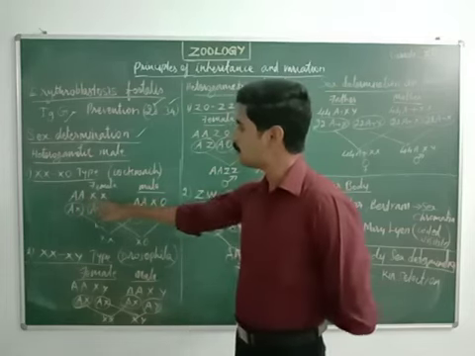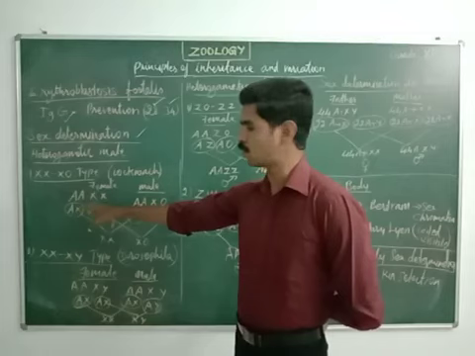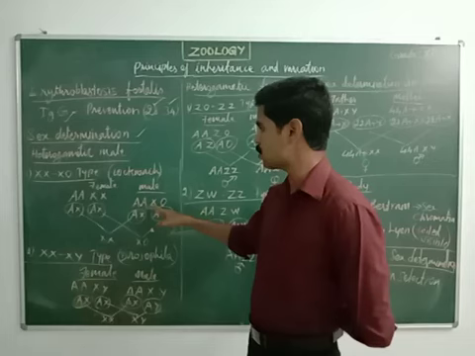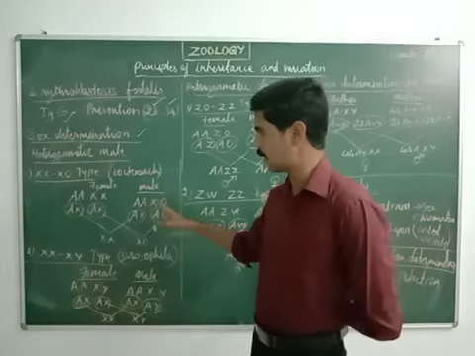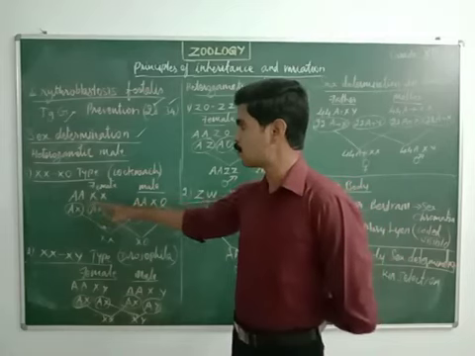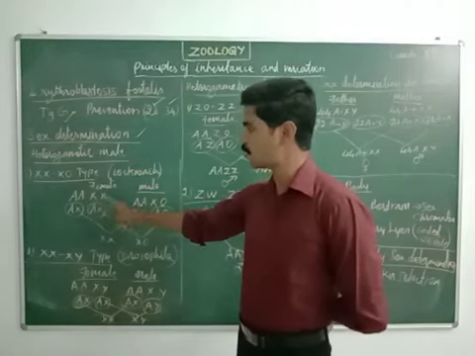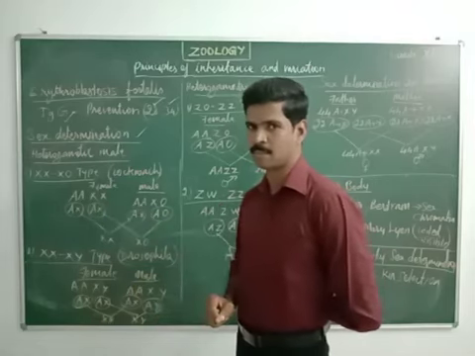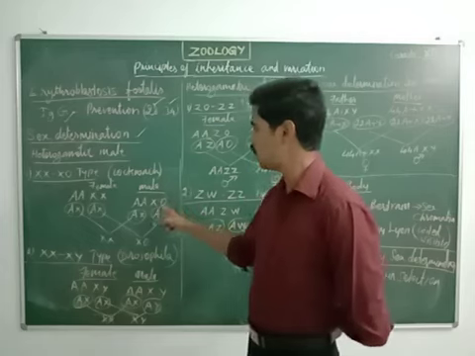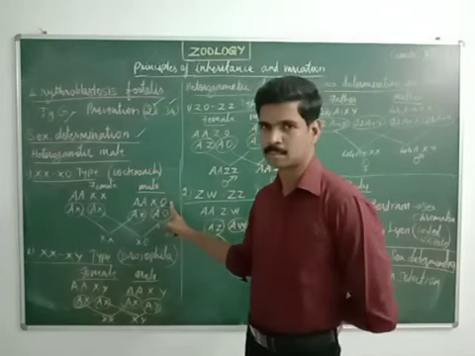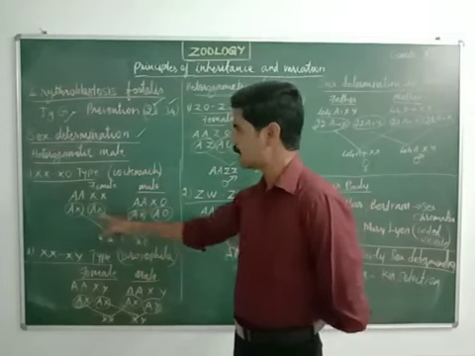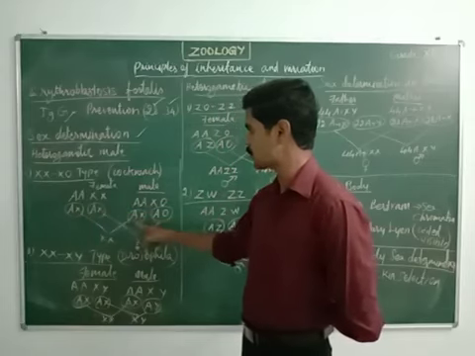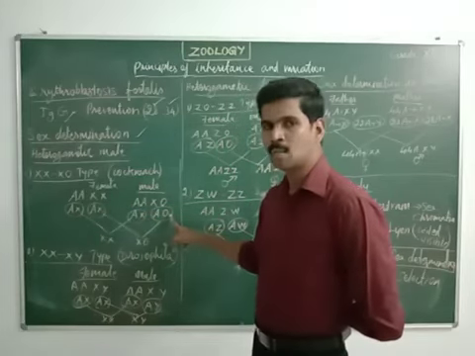In female, both chromosomes are similar, XX. But in male, there is one X chromosome and one O chromosome. So the female produces only one type of sex chromosome, X. Here these are the gametes. In male, one autosome and one X chromosome, and one autosome and one O chromosome.